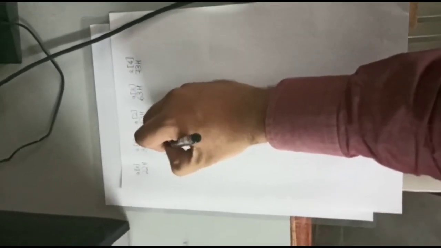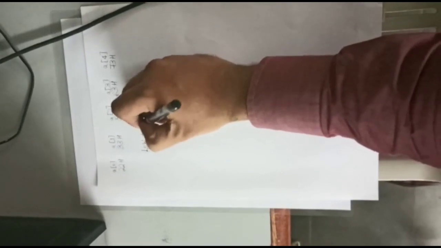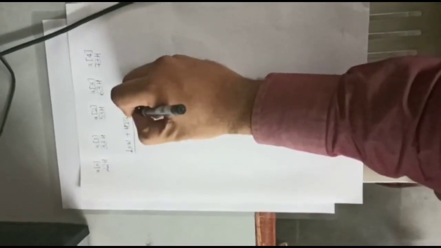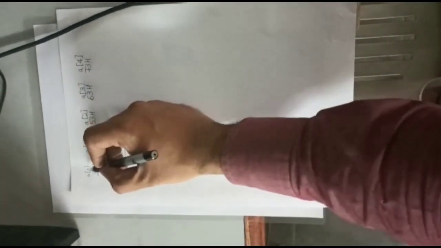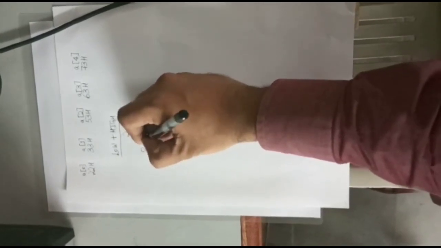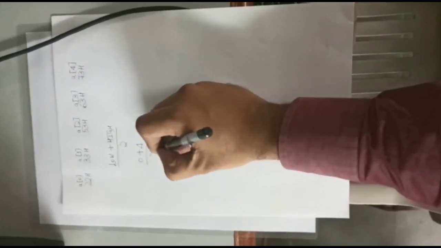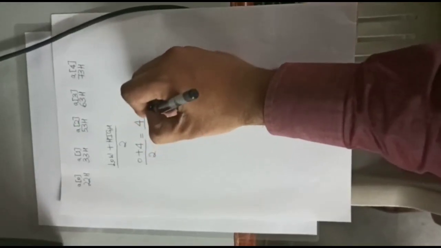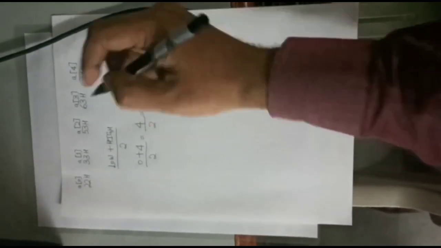Now in order to adopt this binary search algorithm, one formula is there: low plus high divided by 2. Here the lowest one is array of 0, so I will write 0, plus the highest one is 4, so I will write 4, divided by 2. So 4 divided by 2 is equal to what? 2.